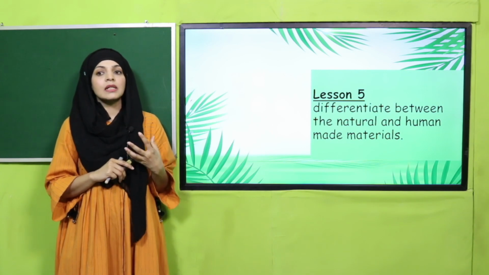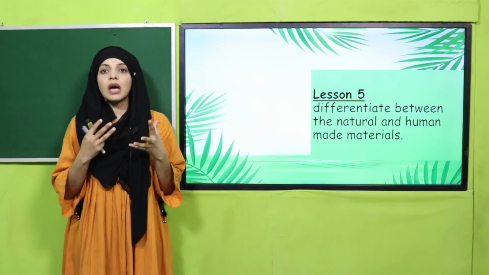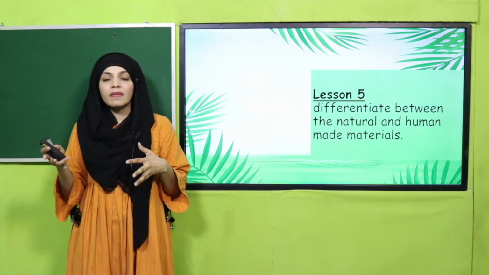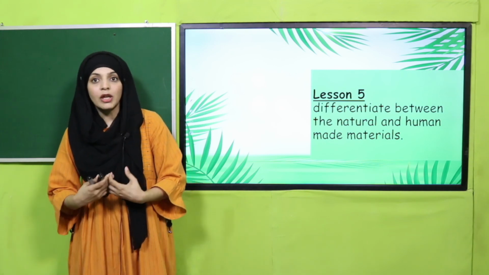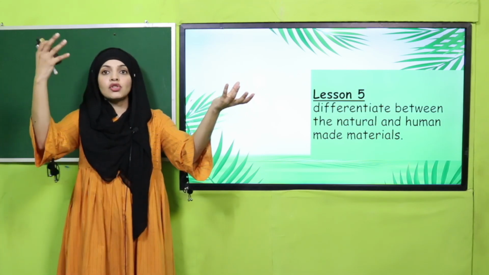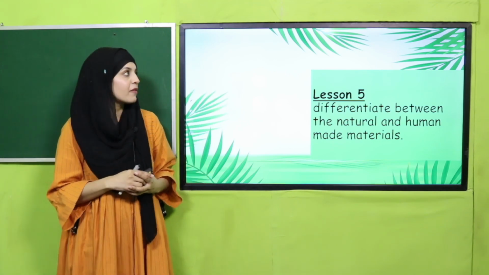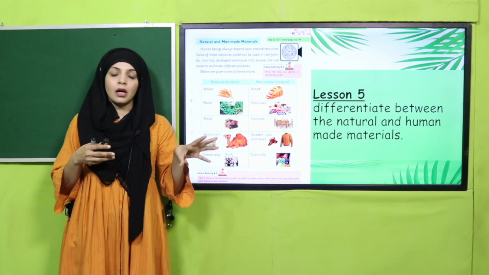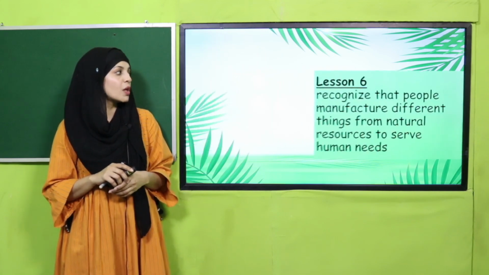In this lesson the students will be able to differentiate between natural and human-made materials, because we are discussing that our environment is made up of living and non-living things. Some things are natural, and some things human beings make by using natural things. So they are called man-made things. How they are different from each other will be discussed in lesson number 5. The page included is page number 90. Then we will move forward towards lesson number 6.